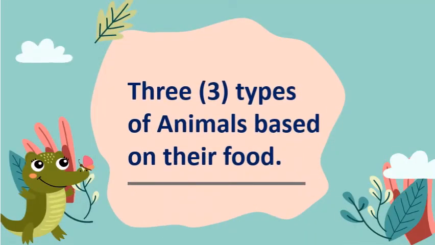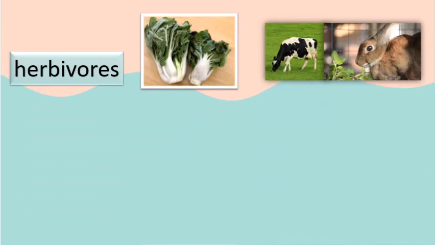There are three types of animals based on their food. Herbivores. These are the animals that eat only plants. They eat fruits, vegetables, and seeds. For example, a rabbit eats morning glory. A cow eats grass. An elephant eats sugar cane. These are the examples of herbivores.